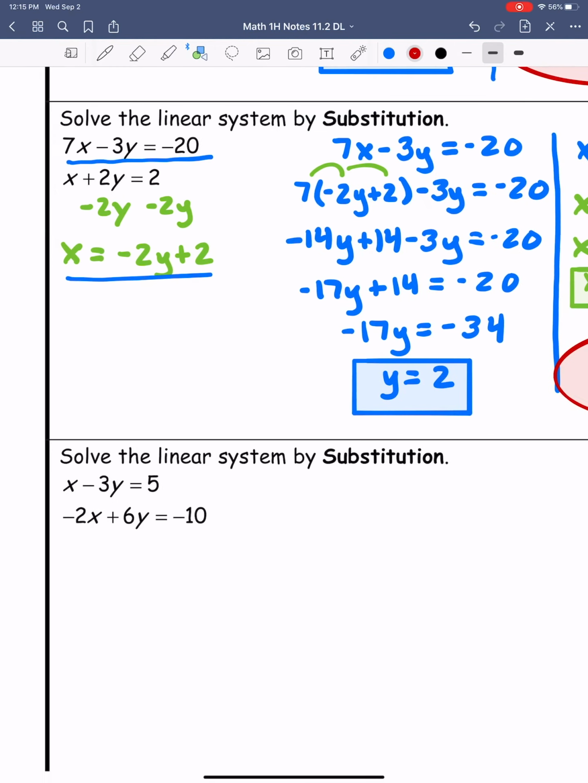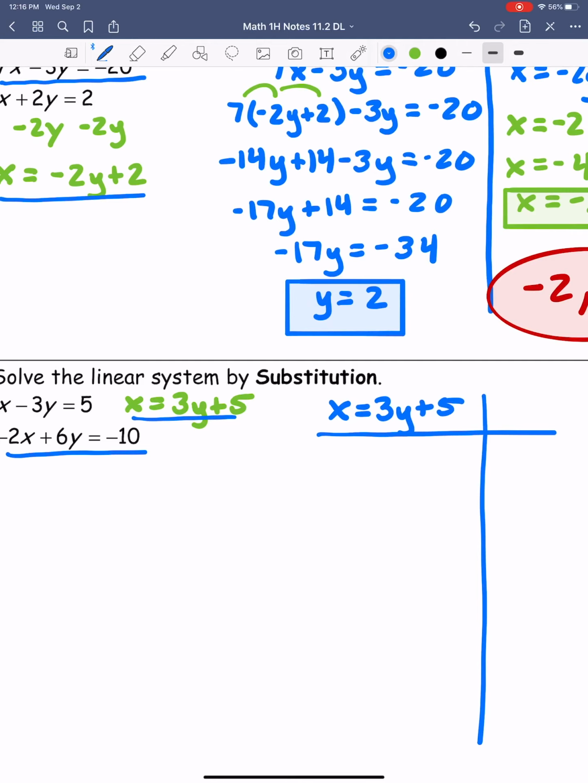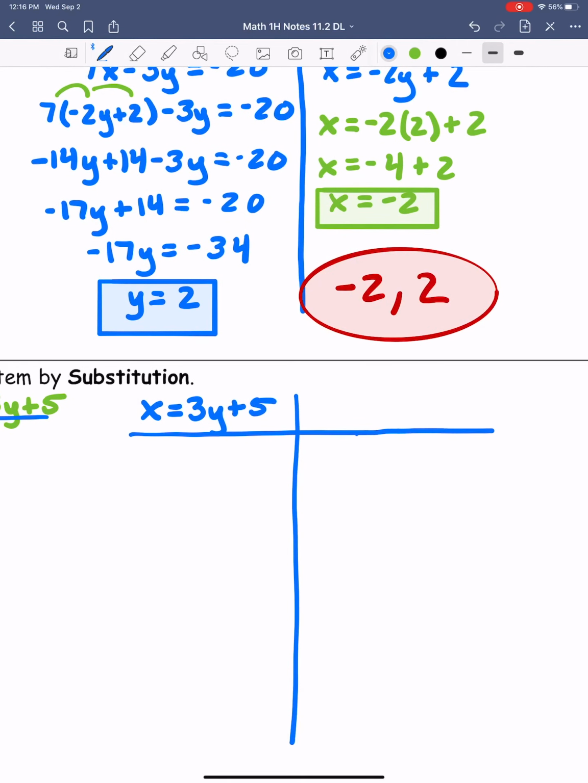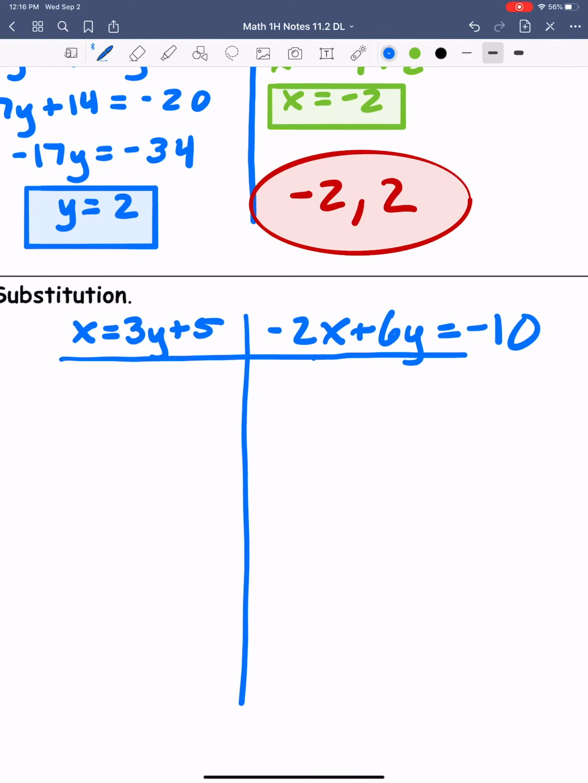And so now I have these two equations, right? This top one here that I just rearranged and the bottom one that I haven't touched yet. And now I can go ahead and set them up side by side. And so I have x equals 3y plus 5. And my other equation is negative 2x plus 6y equals negative 10.